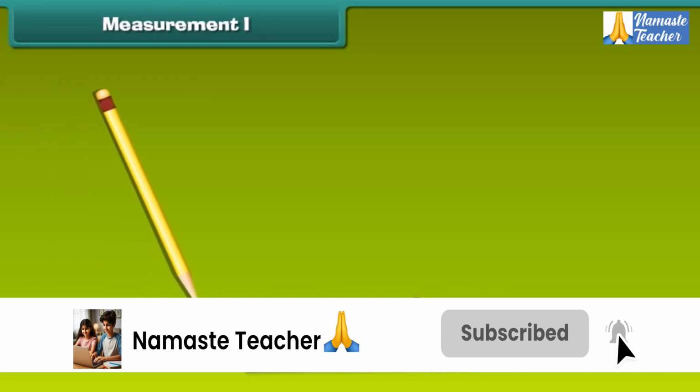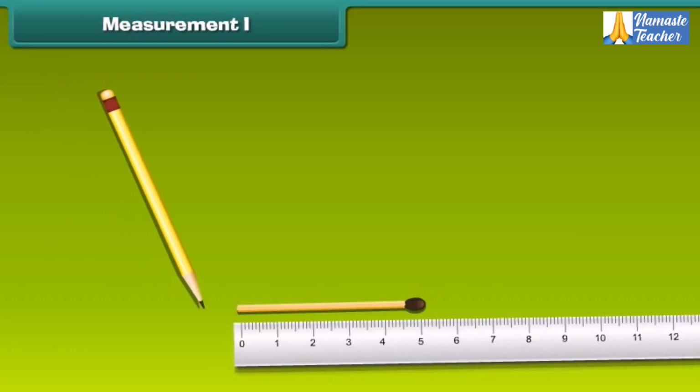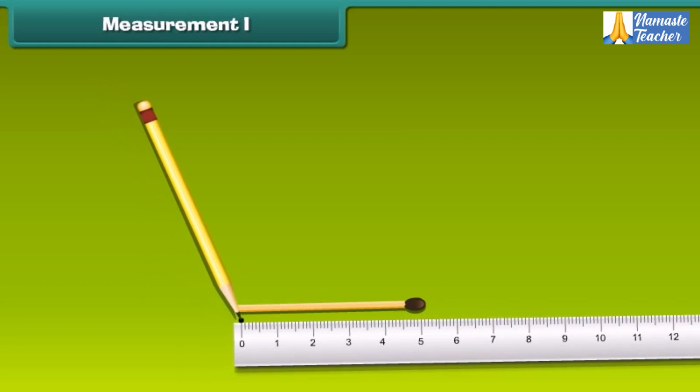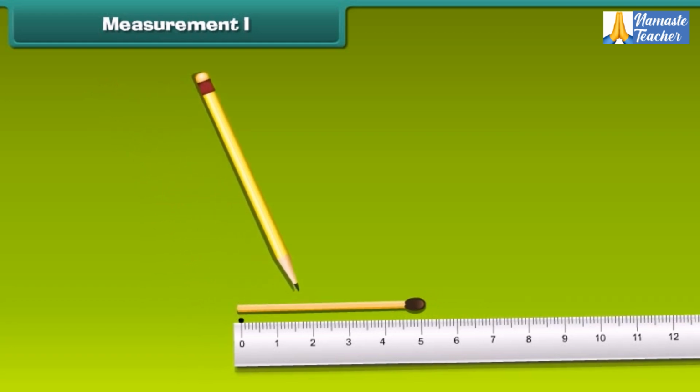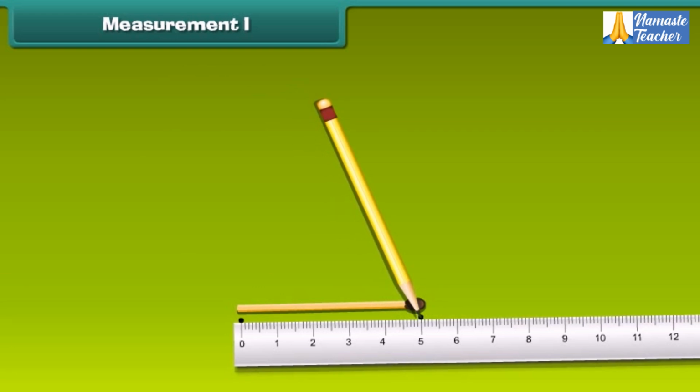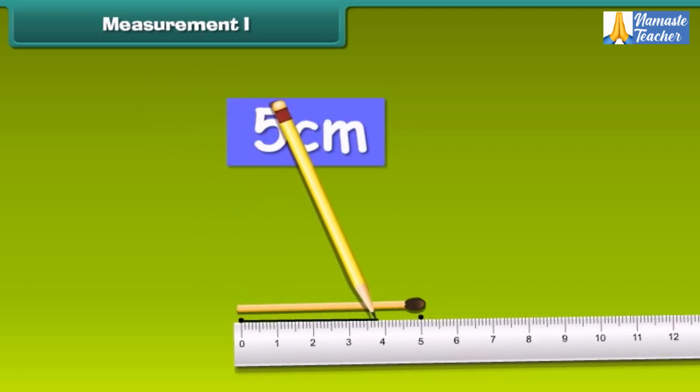Did you know how to measure the length of a matchstick with the help of ruler? Place the matchstick near the ruler as its one end should be at 0. The number written is 5. Therefore, it is 5 centimeters long.